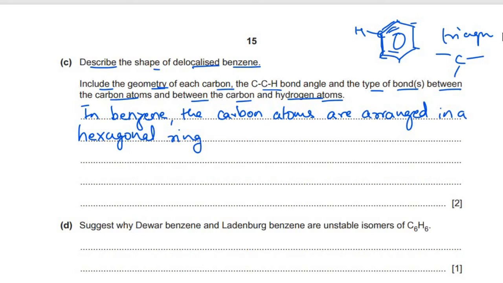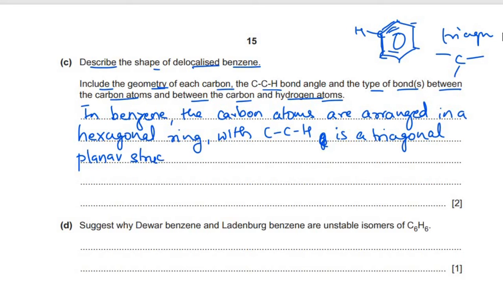So we are writing here in benzene, the carbon atoms are arranged in a hexagonal ring with CCH geometry as a trigonal planar structure, and in the planar structure the center atom has a 120 degrees angle. So CCH is a trigonal planar structure with 120 degrees. Okay, what's the next type?